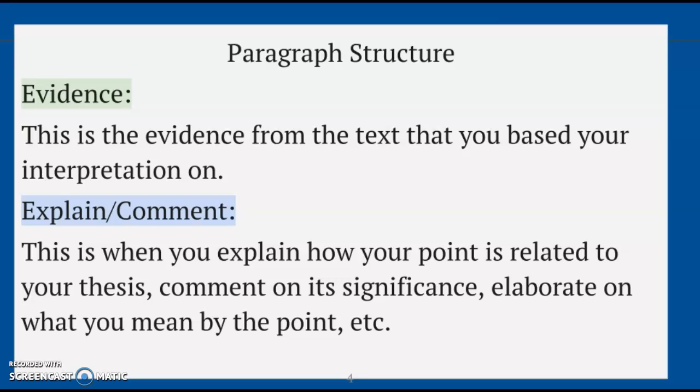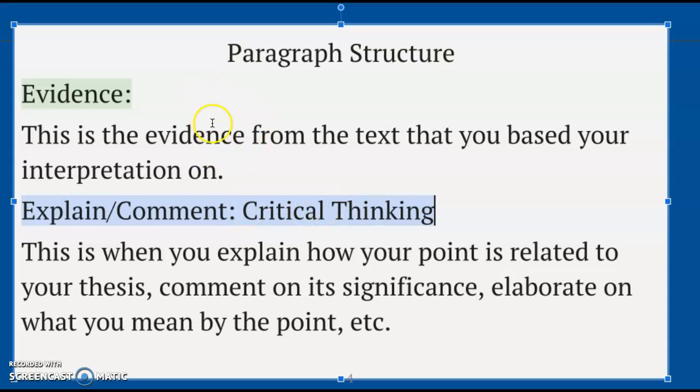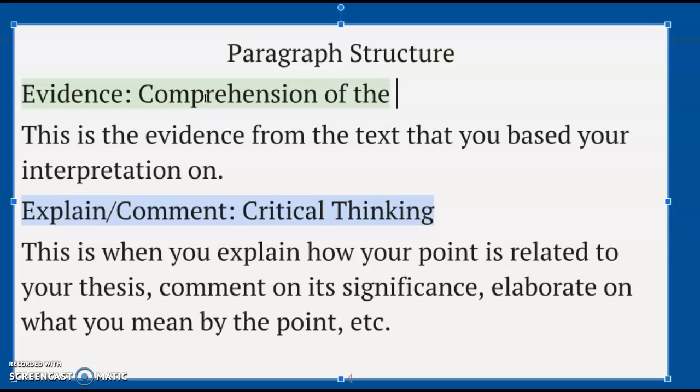You could also draw distinctions between some types of evidence and other types of evidence. There's a whole bunch of things that you can do. This is where you want to show evidence of critical thinking. And the evidence, that's where you want to show your comprehension of the text. How closely you read the text will be evident in the evidence that you choose, and how deeply you've thought about the text will be evident in what you have to say about it.